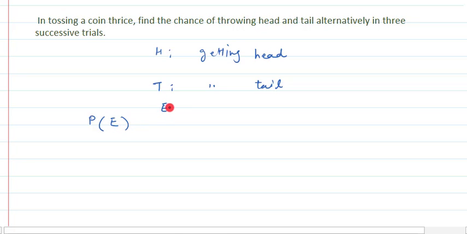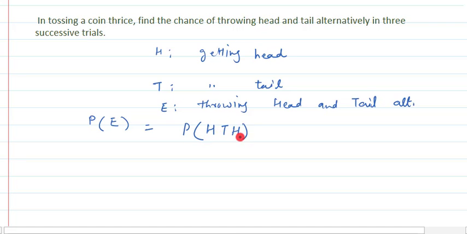We can write over here, E is the event of throwing head and tail alternatively. So we can write P(E), the probability of getting E, is equal to, I think you can write, this is alternatively, means first head, then second tail, and third, then again head. This is alternate, plus the case may be tail, head, tail. Here again we are getting alternative, that is tail, then head, then tail. So there we are getting two cases.